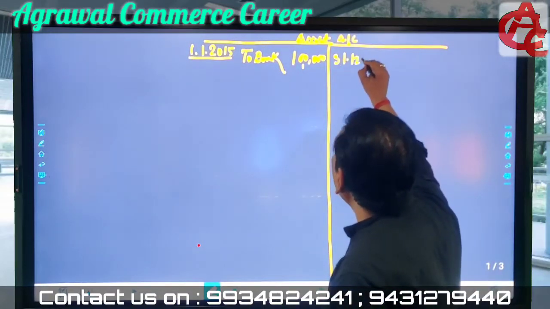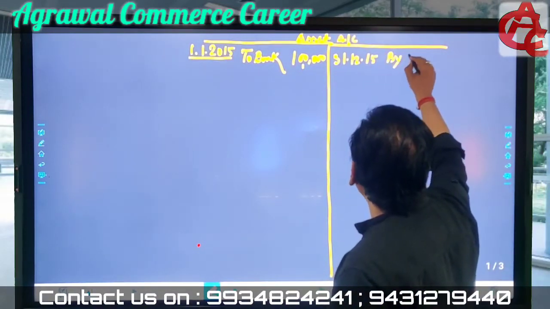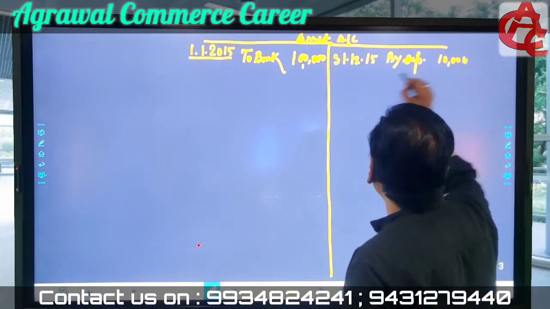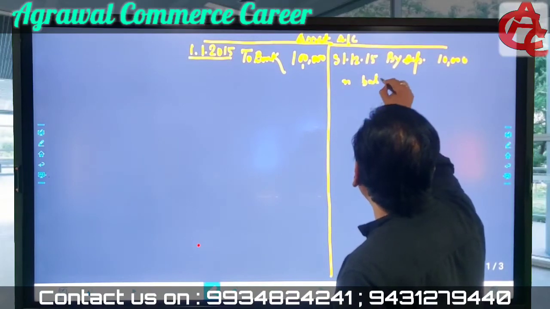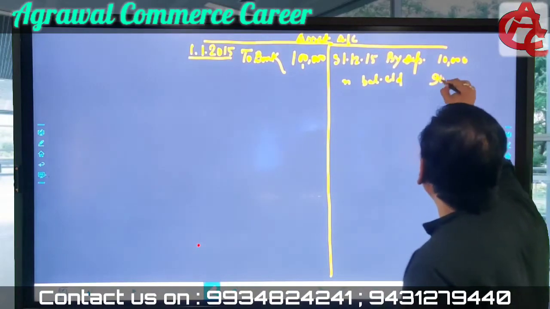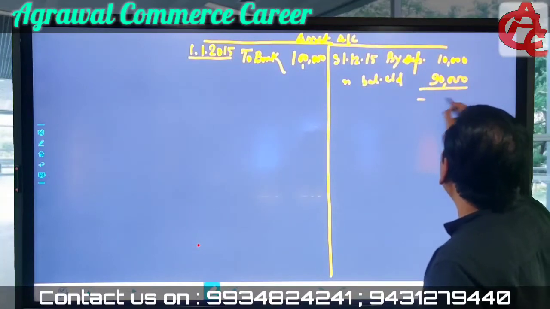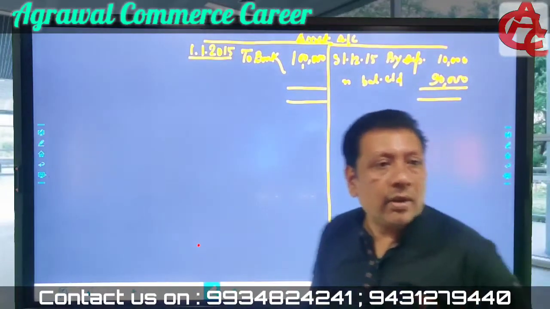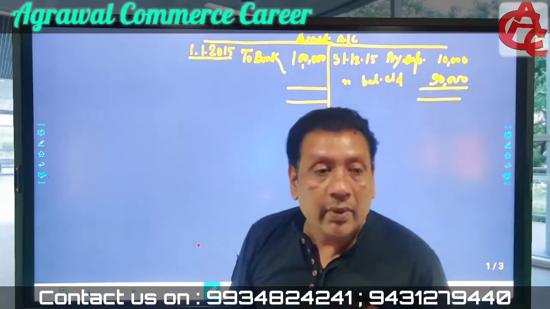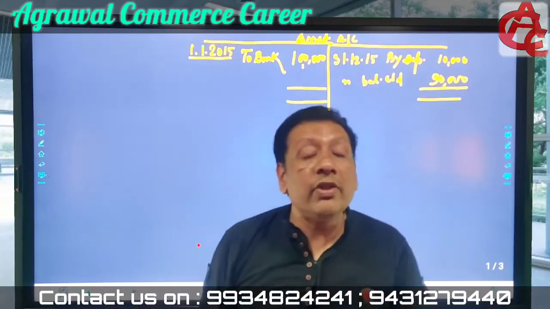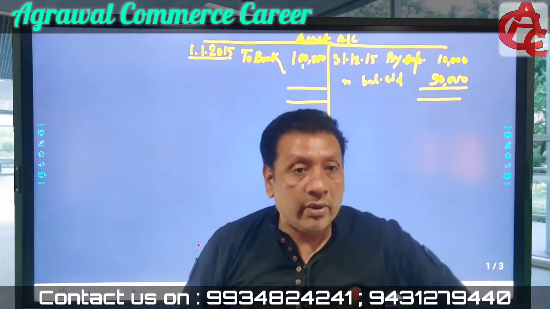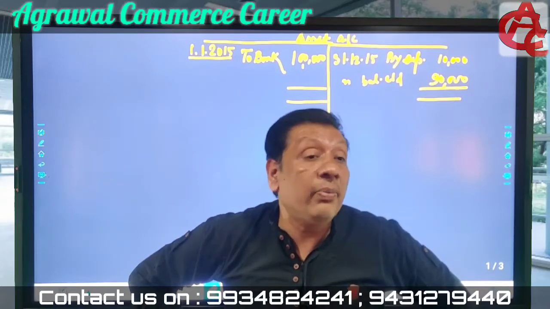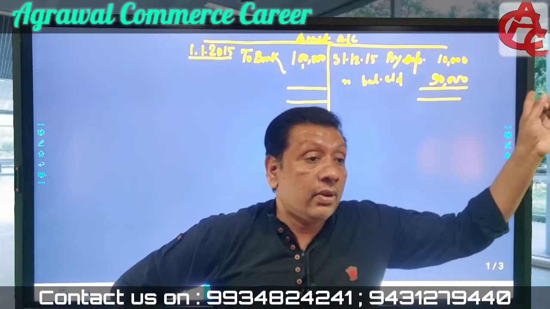On 31st December 15, I have charged depreciation here. Suppose it is 10%, 10,000. On this date, what is the balance? It is 90,000. Is it clear? Which method I have followed here? You can't say SLM right now, but which method of recording depreciation I have followed? Direct charge method, because I have credited the amount of depreciation directly to assets account. You can see here.